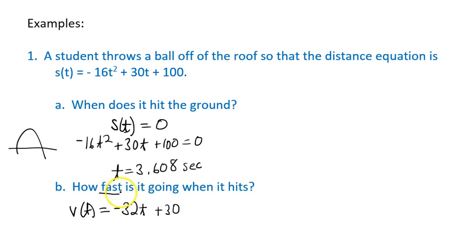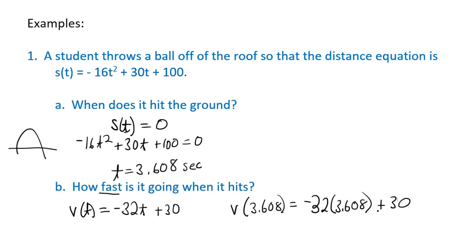And we want to know that velocity when it hits. Well, we know when it hits, we just found that. It hits at 3.608 seconds. So we're going to take the velocity and plug in 3.608. So negative 32 times 3.608 plus 30 gives us negative 85.456. And then you have to think about units.